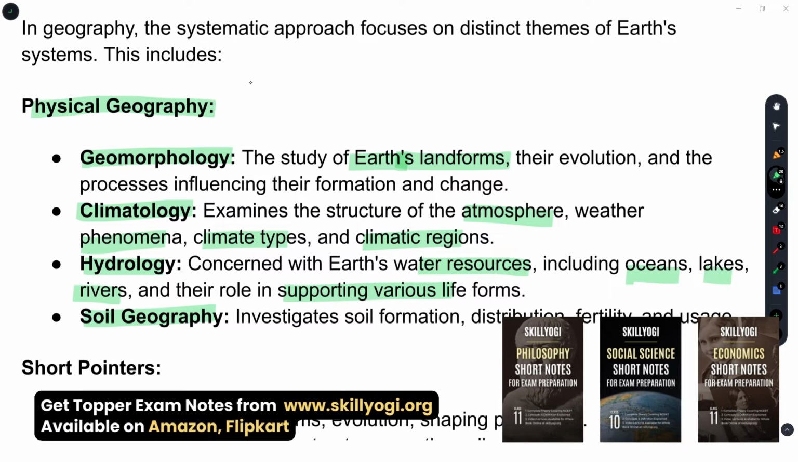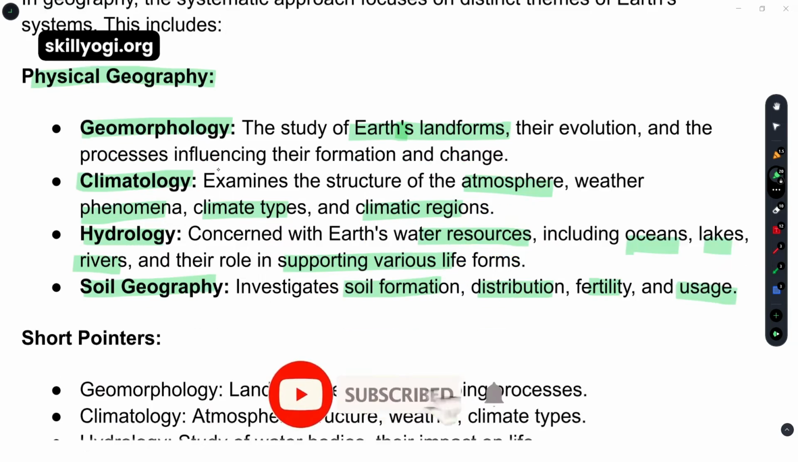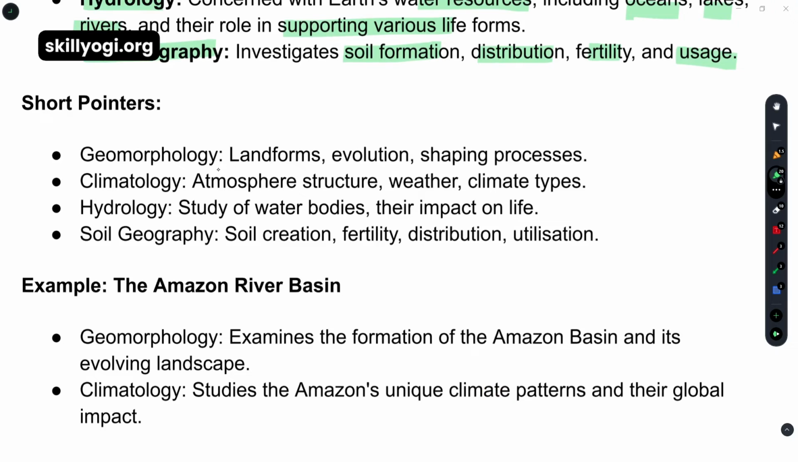Coming to soil geography, which we have just learned is related to pedology, it investigates soil formation, distribution, fertility and its usage, because for crop cultivation we need one primary thing, which is soil, and other climatic requirements are also there.